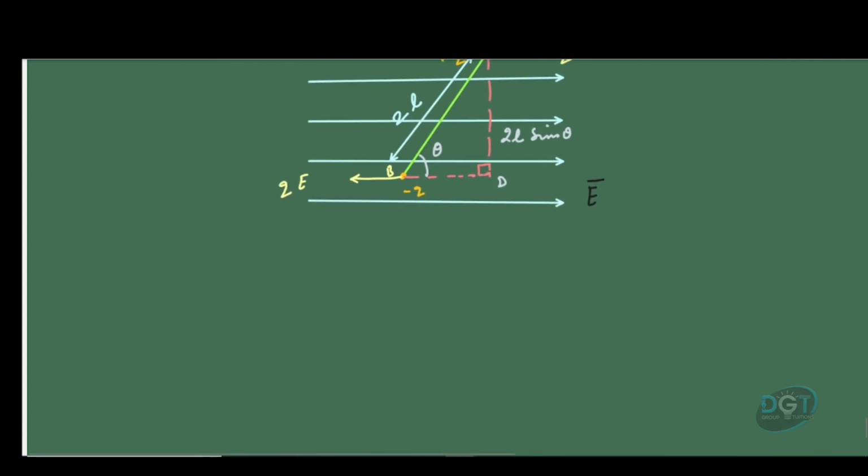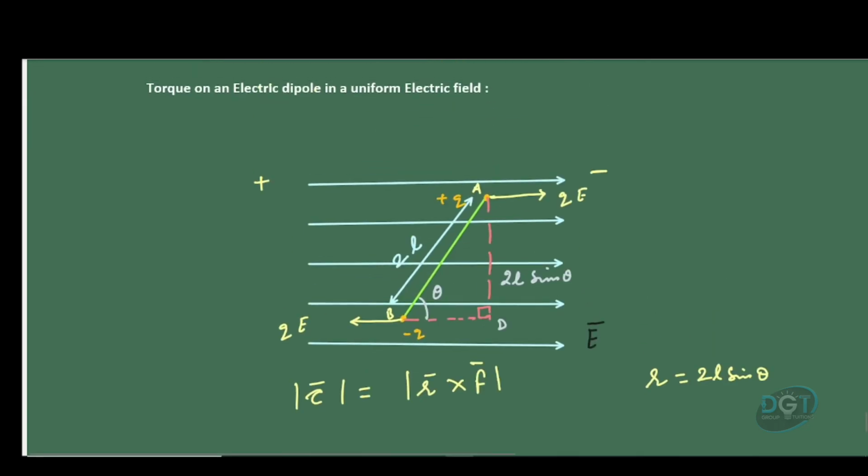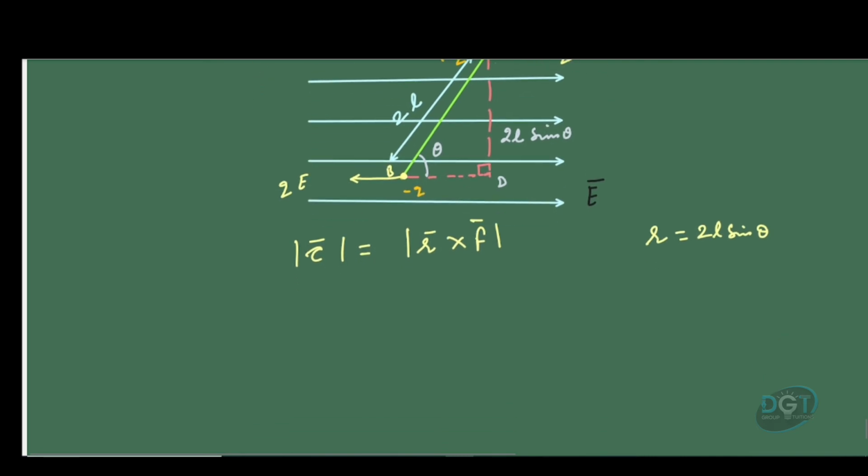Now let's do the formula part. We all know that the magnitude of torque is given by mod of R cross F. So here R is 2L sine theta, the perpendicular distance between the force and the point of rotation. For this QE force, the point of rotation would be B, and the perpendicular distance of A from B is AD, which is 2L sine theta. So we have R as 2L sine theta, and force, as we know, is simply Q into E.